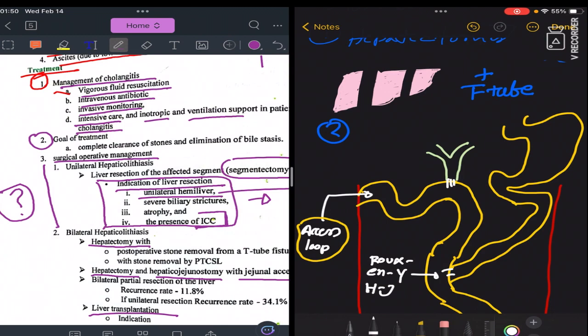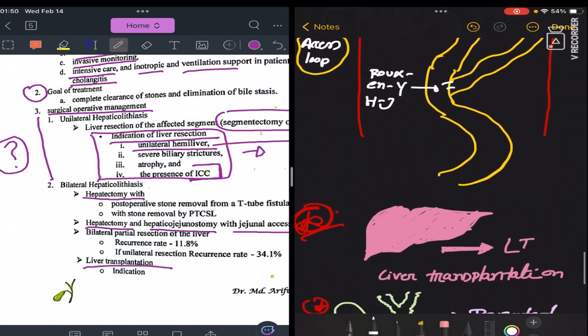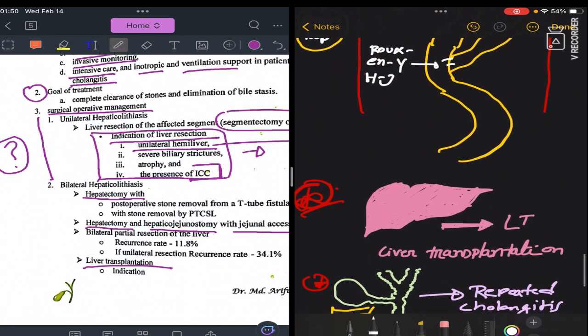Post-operative stone removal from the tissue, and we can even go for bilateral partial resection of liver, and there is increased resection recurrence rate 11.8, and if unilateral resection, recurrence rate 34.1.